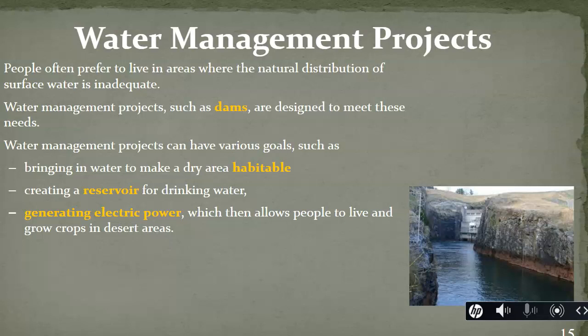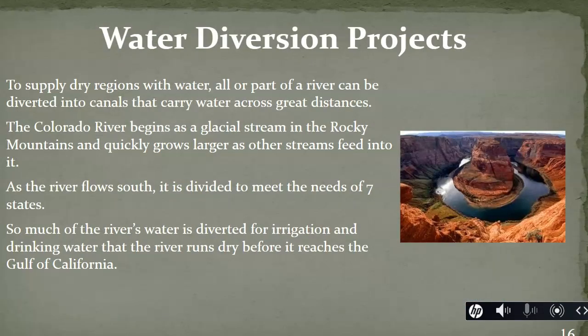Okay, so we also look at water management projects. So we were looking at water resources and also, on the flip side, water management. One such water management project would be a dam, right? Dams are designed to hold in water because the natural distribution of the surface water in a particular area might be inadequate, or there might be too much. And so we can see other goals: bringing in water to make a dry area habitable, creating a reservoir for drinking water, or generating electric power.